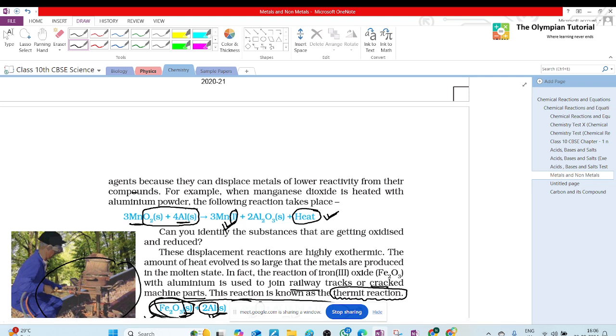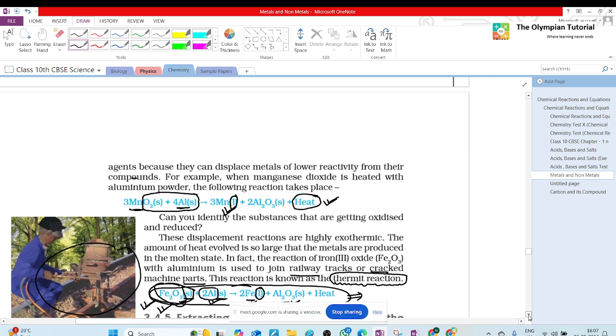These displacement reactions are highly exothermic. The amount of heat evolved is so large that the metals are produced in the molten state. In fact, the reaction of iron(III) oxide, Fe2O3, with aluminium is used to join railway tracks or cracked machine parts. This reaction is known as the Thermit reaction.